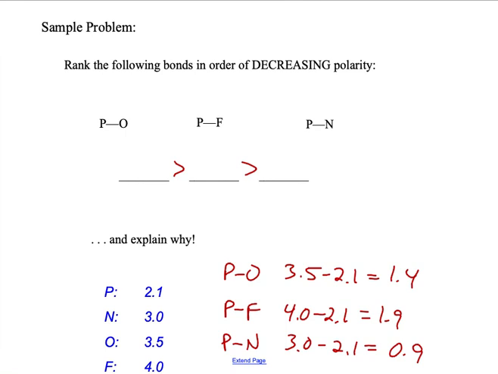I can clearly see that the phosphorus fluorine bond with the largest difference in electronegativity values must be the most polar, followed by the phosphorus oxygen bond with an electronegativity difference of 1.4 is the second most polar, and finally the phosphorus nitrogen bond with an electronegativity difference of 0.9 is the least polar. In our next video, we'll talk about ionic bonding.